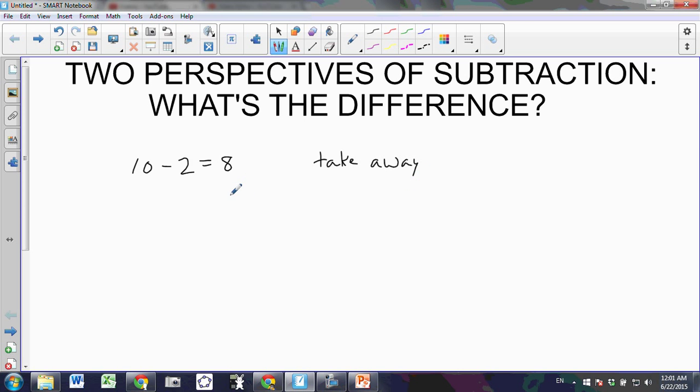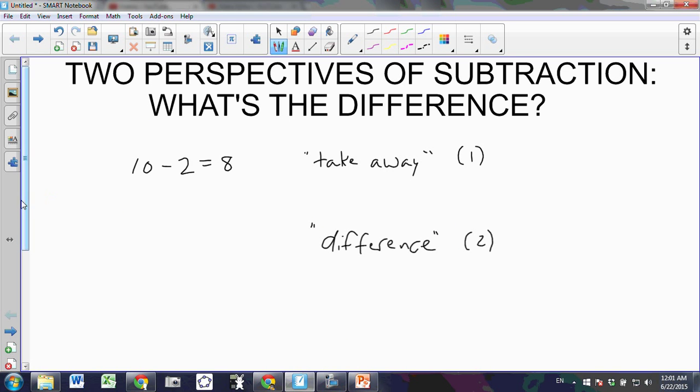The other perspective of subtraction is based on what subtraction is about. If you think about the answer to a subtraction problem being called the difference. We call the answer to a subtraction problem the difference. And so another way to approach subtraction is from the difference perspective. So we've got the takeaway perspective and the difference perspective.